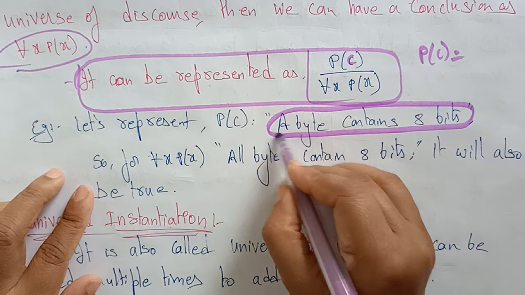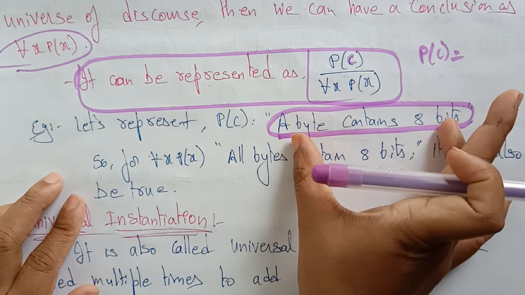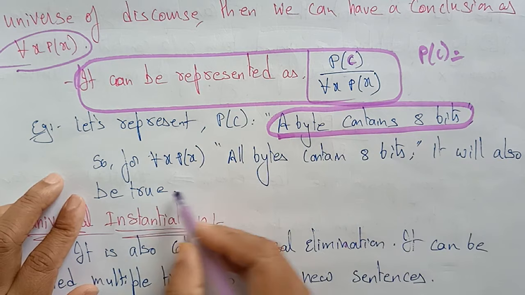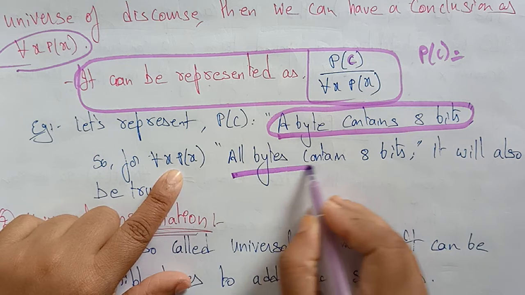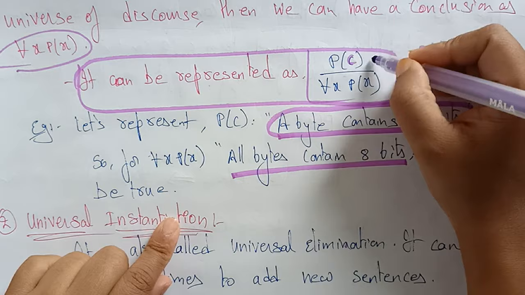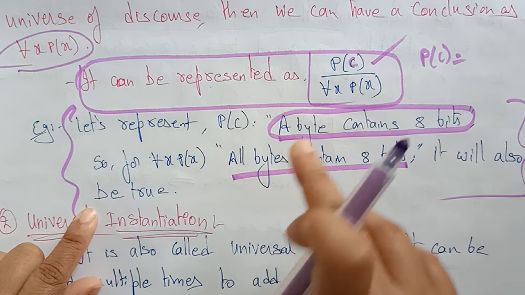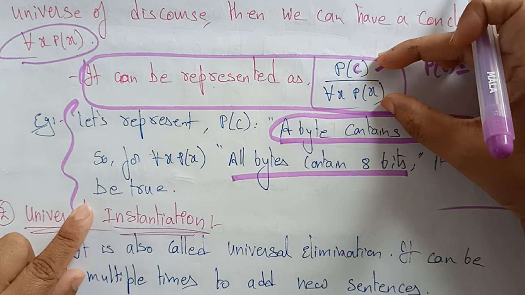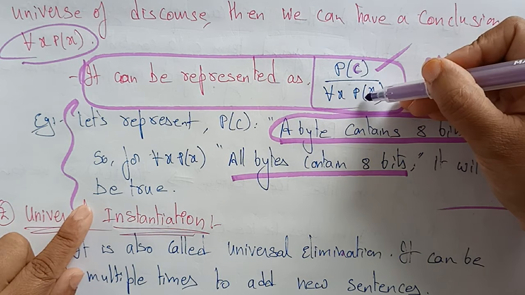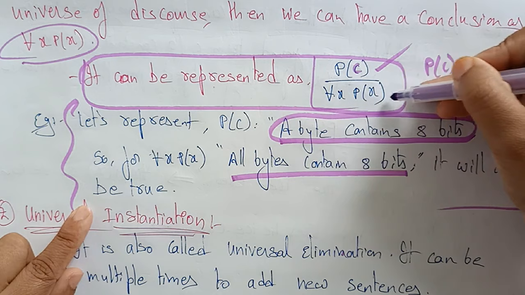So, this is a predicate, a statement with an arbitrary element c. A byte contains 8 bits. So, for all x P of x is nothing but all bytes contain 8 bits. It will also be true. Suppose a particular byte contains 8 bits, then all bytes contain 8 bits. So, this is universal generalization. When it is true, obviously this is also true. So, this statement I have represented in this universal generalization: a byte contains 8 bits, that means all bytes contain 8 bits.